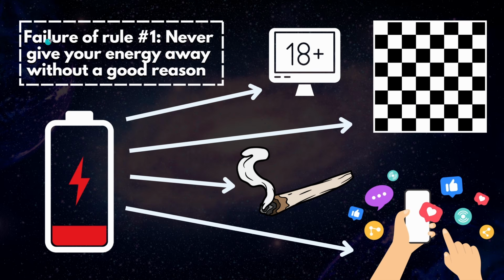Now, most people fail at rule number 1. Never give your energy away without a good reason. So they have low energy to begin with because they are bad at managing their energy, and then they still waste that low amount of energy that they have on things like porn, chess, smoking weed, and social media.